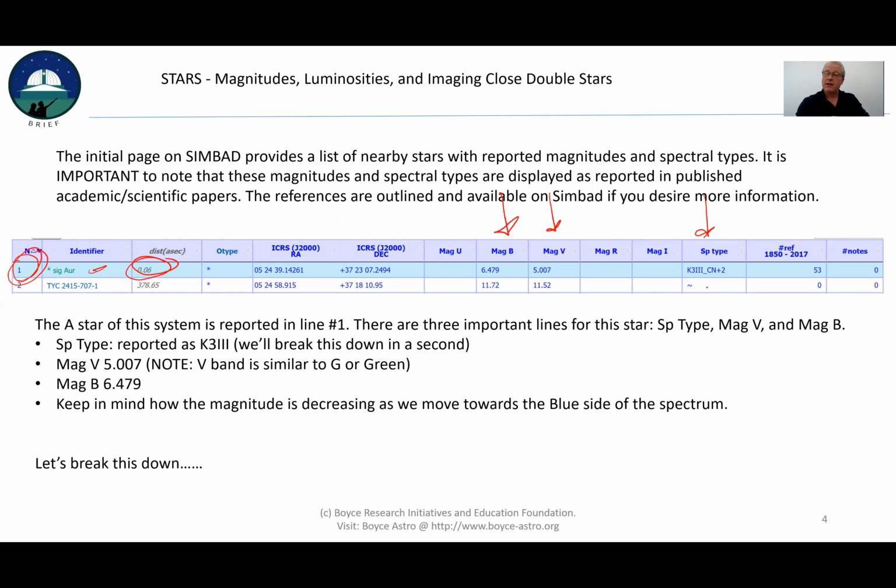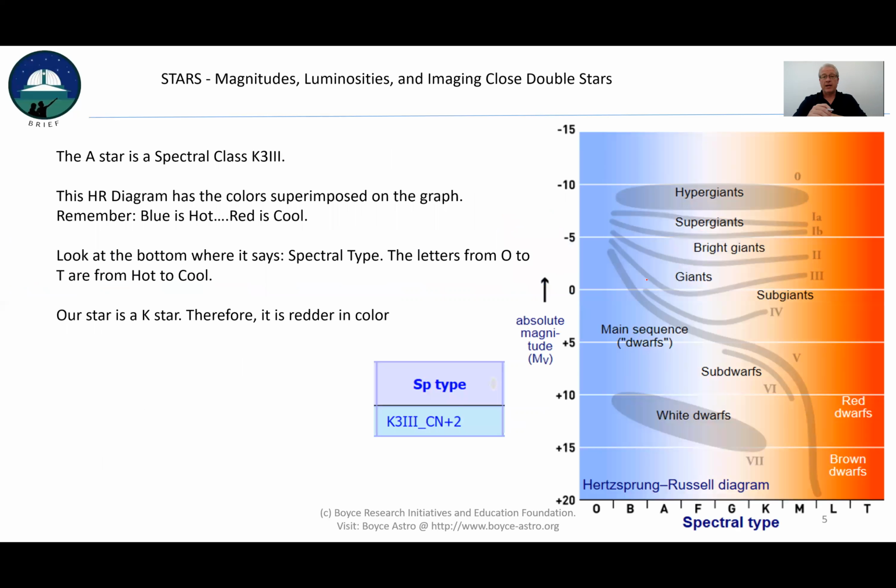Now, we're talking here about spectral type. This is the K3 star. I'm going to describe that here with the HR diagram. So in our particular case, we're going to look at the HR diagram here. The first place we're going to go is to the bottom, to spectral type, and we're going to look at K. This K3 portion describes where in the K it sits.